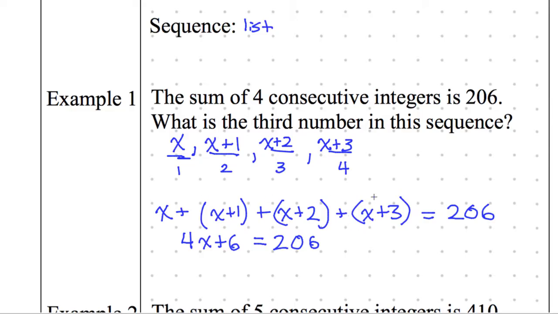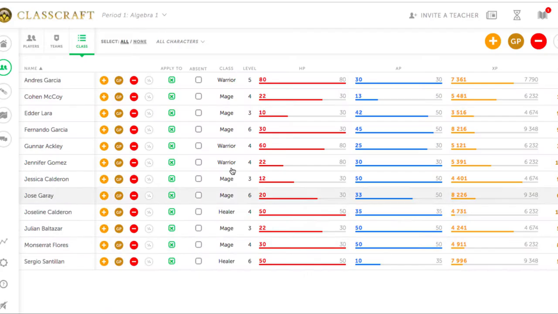All right, another quiet raised hand. What am I going to do to solve for x? Andres. Minus 6 on both sides. And what am I going to have on the left-hand side, Andres? 4x equals 206 minus 6, so 4x equals? 200. Okay, 200. Thank you.